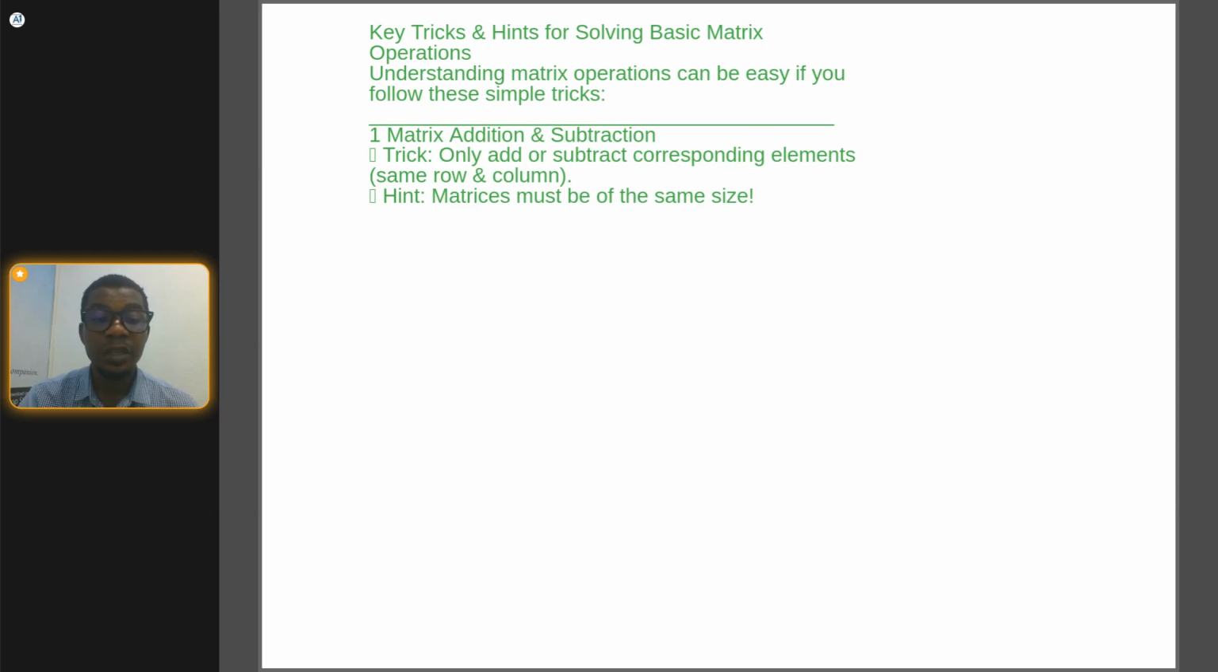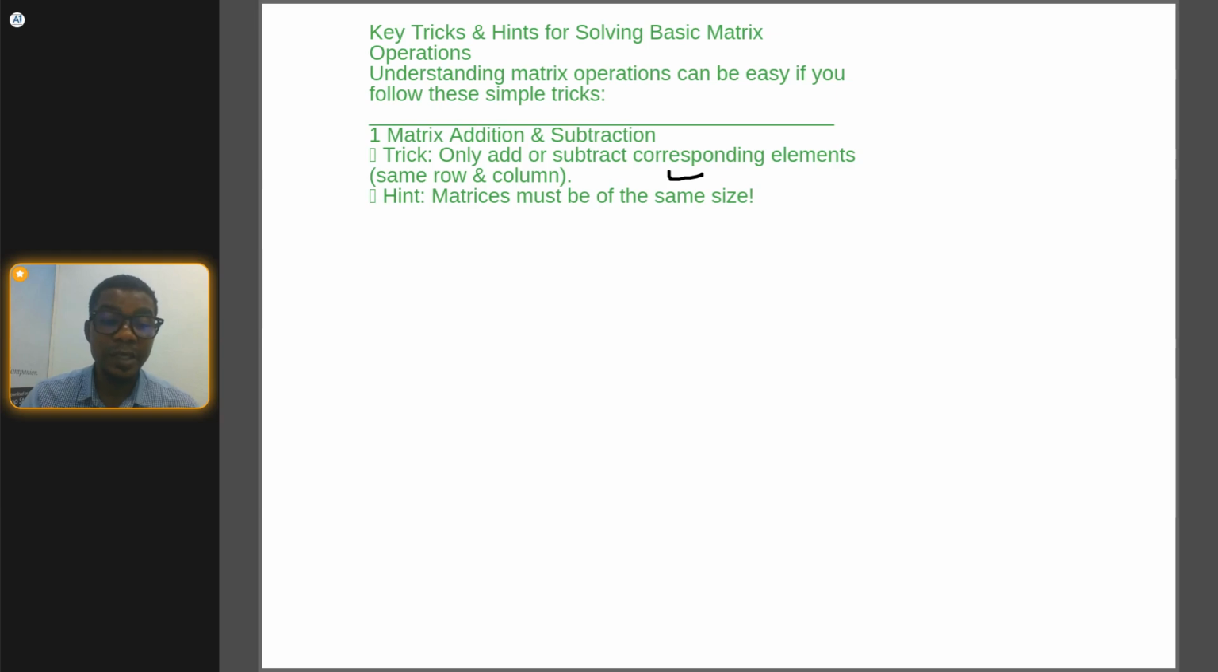All right, let's look at the first trick. The first trick is going to talk about addition and subtraction. The trick says only add or subtract corresponding elements, that is, the same row and the same column. Hint: matrices must be of the same size.